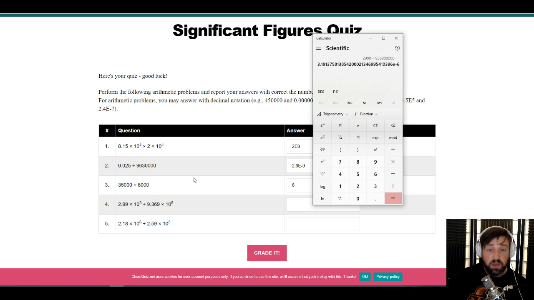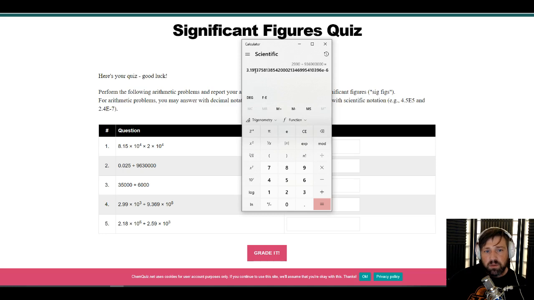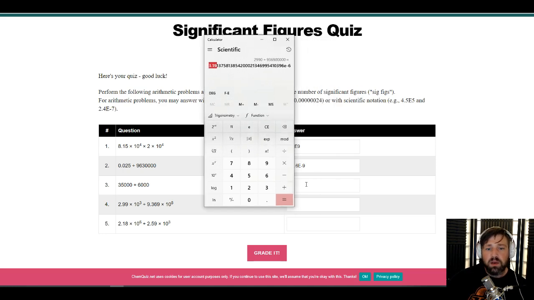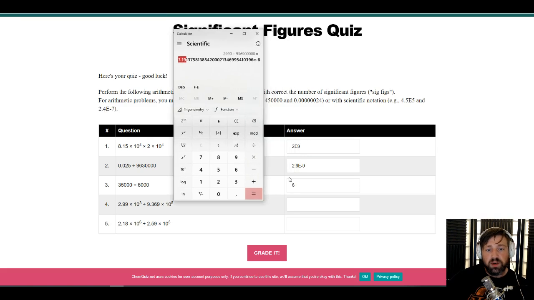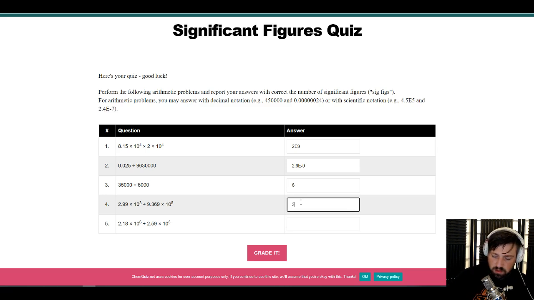We are looking for 3 sig figs here, so it's going to be these first 3. The back number's 1, we don't count it, so it's going to round down. So 3.19 e to the negative 6.